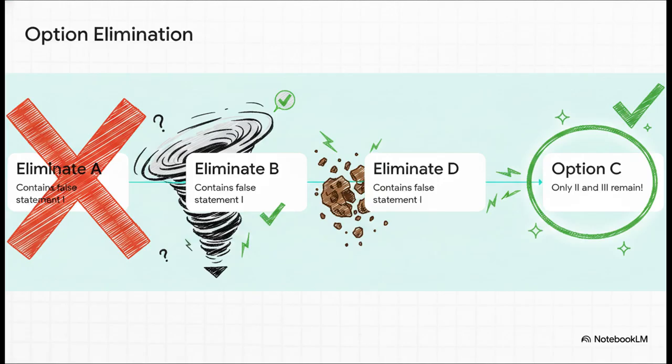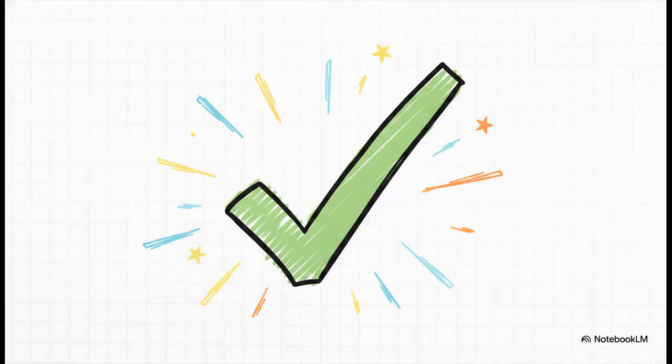Just by knocking out that one false statement, we are left with only one logical survivor. Yep, option C is our clear winner. Statements 2 and 3 only. You know, it is incredibly satisfying to nail an answer not by just taking a wild guess, but by truly understanding the mechanics behind it. Mastering this WAEC past question isn't just about memorizing one solution, it's about building that bulletproof exam confidence so you can handle literally whatever they throw at you.